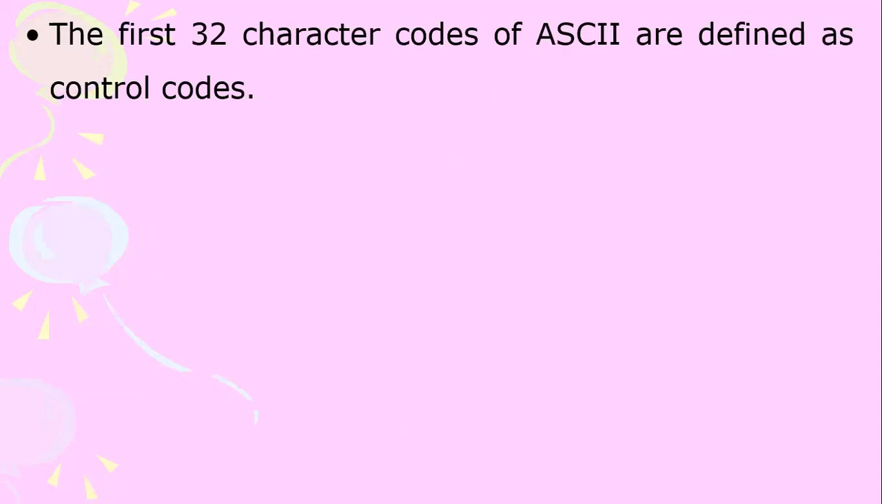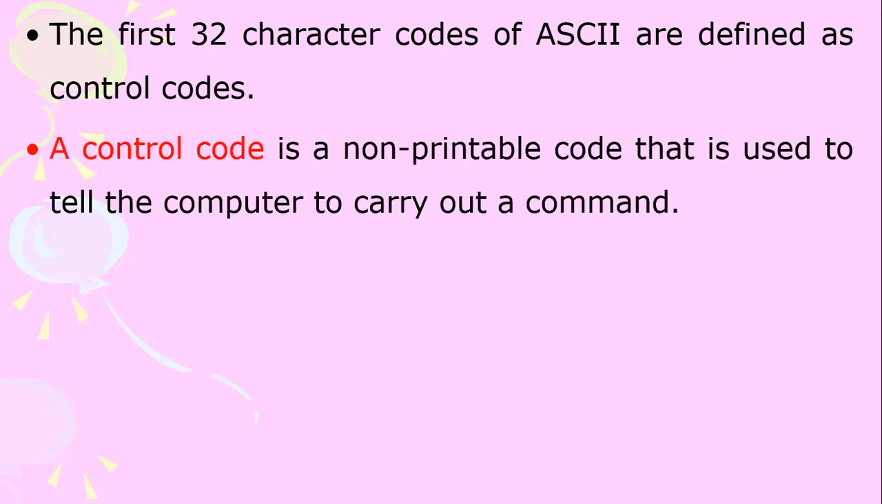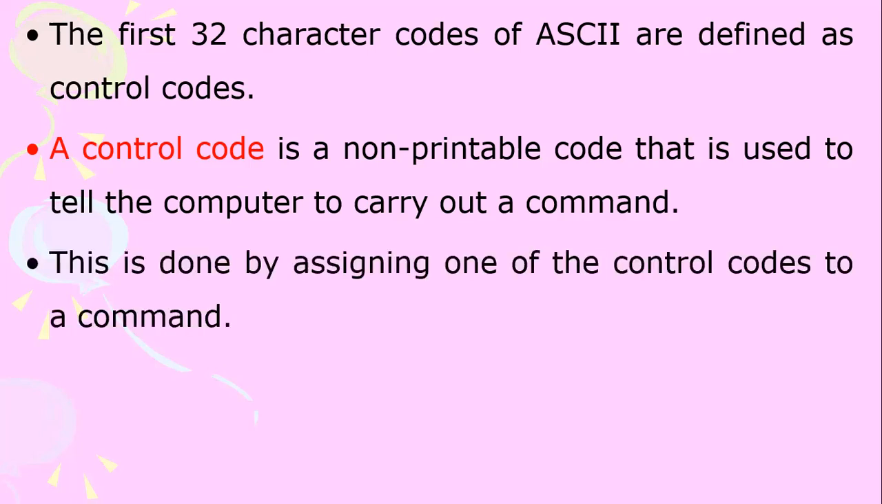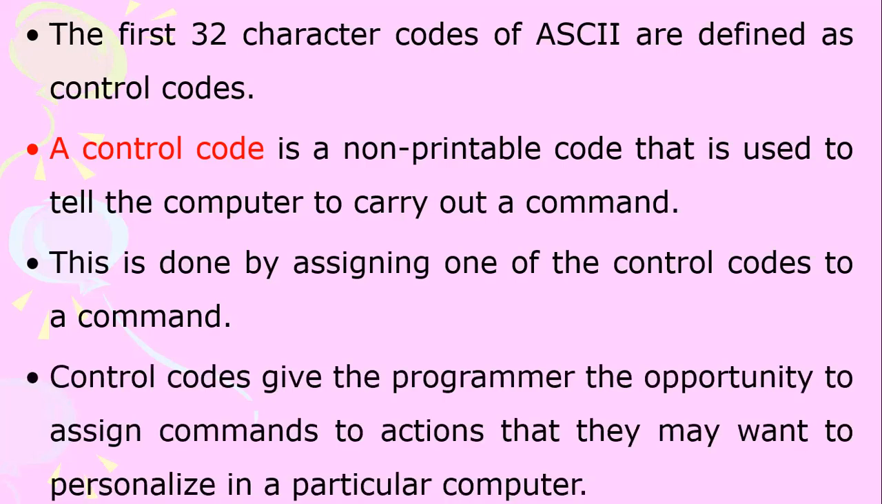The first 32 character codes of ASCII are defined as control codes. A control code is a non-printable code that is used to tell the computer to carry out a command. This is done by assigning one of the control codes to a command. Control codes give the programmer the opportunity to assign commands to actions that they may want to personalize in a particular computer.